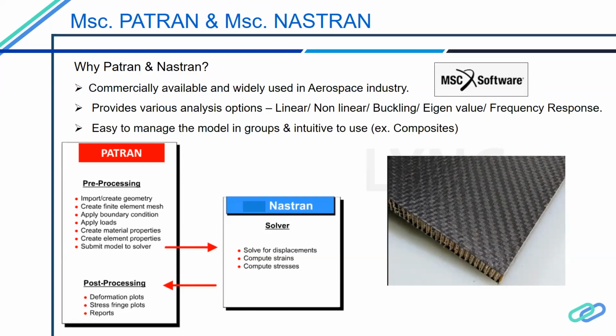And one of the key advantages of PATRAN is that you can manage the model in groups. If you've got a big model, you can divide it into subgroups, sub collectors and other groups, which is easy to manage. If you get a raw FEM, there is an inbuilt option to group the elements according to the properties, according to the PCOMPs, and so many different options.